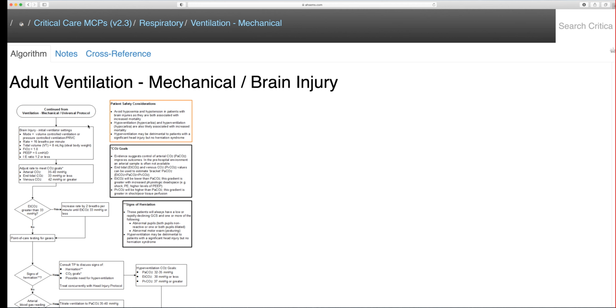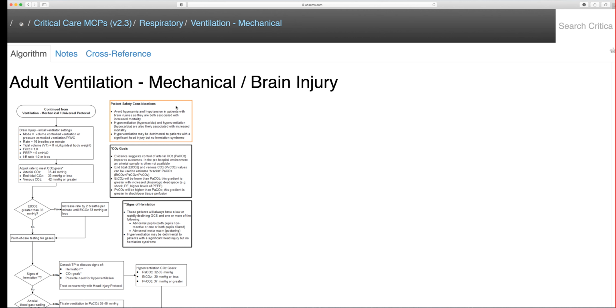Now this was a change from our last CCMCPs. Remember, 1 to 3 is still less than 1 to 2 as a ratio. Great. And just one point of emphasis, you'll notice ideal body weight. This is, of course, in all of our protocols and why it's important to carry a tape measure so we can get an accurate estimate of ideal body weight. Let's move over to this box, patient safety considerations.